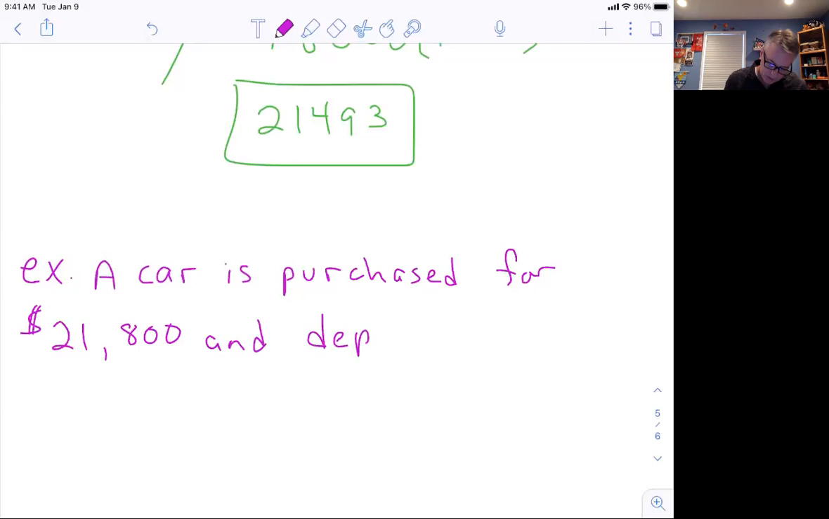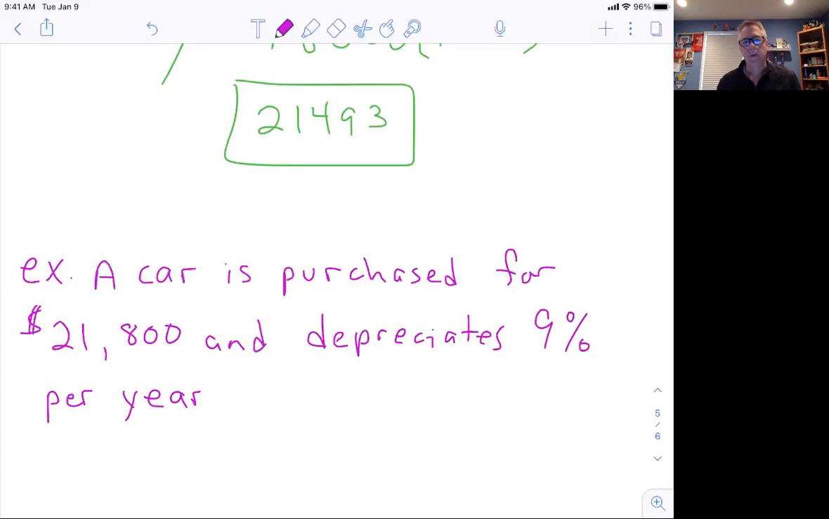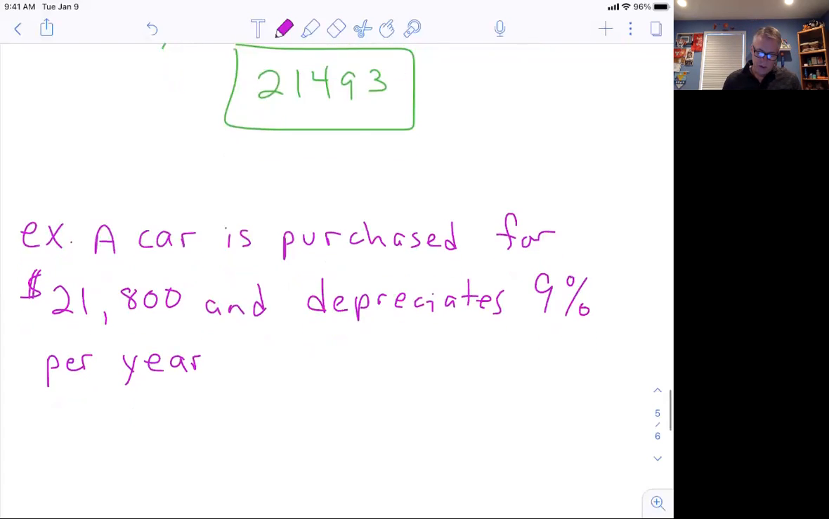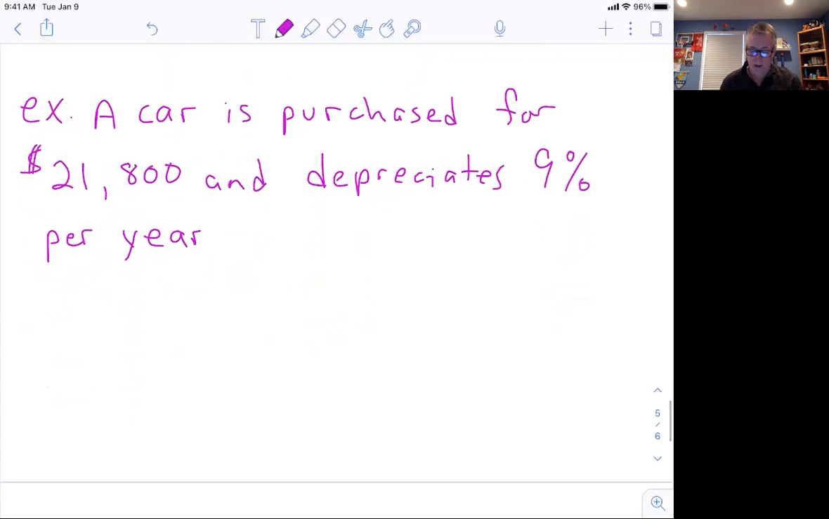And it depreciates 9% per year. And unfortunately, that's a fairly accurate number for many cars. So a car is purchased for $21,800, but now it is depreciating at 9% per year. How much will it be worth in 10 years? Let's say 8 years. How much is it worth in 8 years?